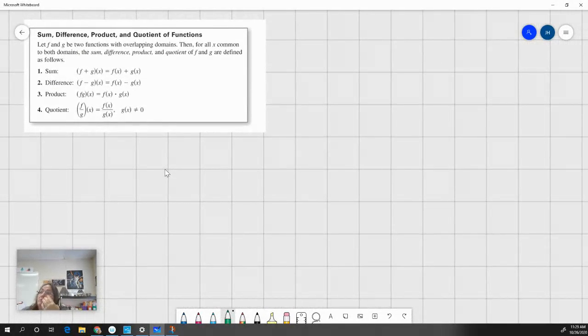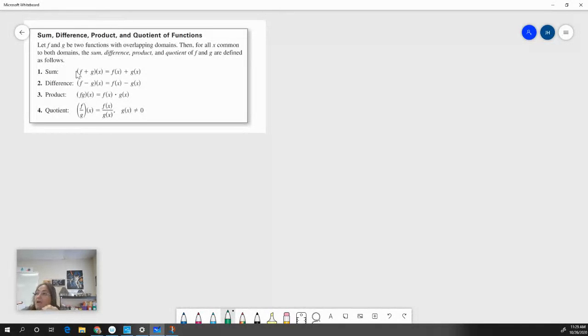But ultimately, what we're saying is when we have two functions, one's named f, one's named g, right? If we want to add them together, we're going to take the function f plus the function g of x. For the difference, we're going to subtract them, multiply them. And I'm going to show you how each of these work so you're not just looking at this little form.